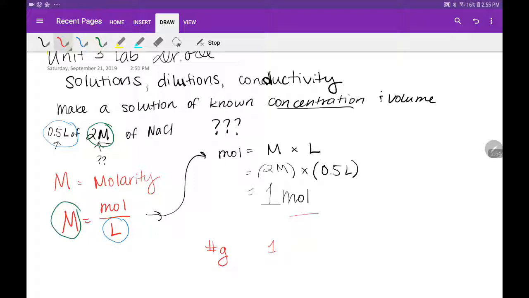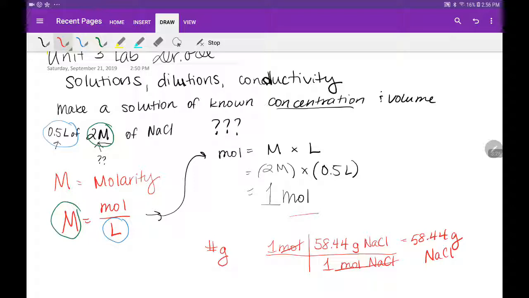So we can take the number of moles and do a ladder with the molecular weight, and we already know that 58.44 grams of NaCl is the same as 1 mole of NaCl, and that's how much we need. So we would need 58.44 grams of NaCl to make a 2 molar solution at 0.5 liter total volume.